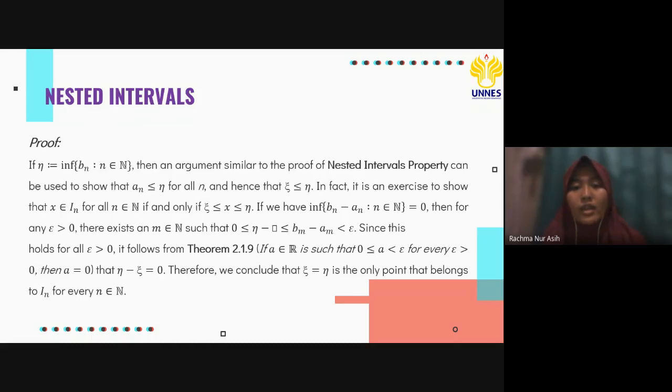Since this holds for all epsilon greater than 0, it follows from theorem 2.1.9 that if A is an element of the real numbers such that A is greater than or equal to 0 but less than epsilon for every epsilon greater than 0, then A equals 0. That is, eta minus C is equal to 0. Therefore, we conclude that C equals eta is the only point that belongs to In for every n in the natural numbers.